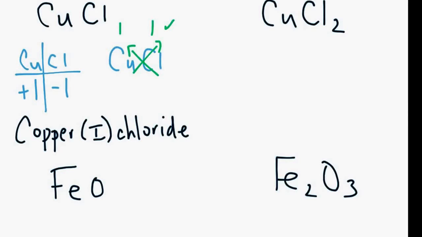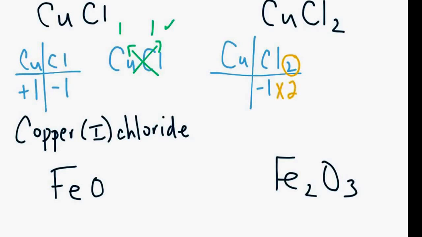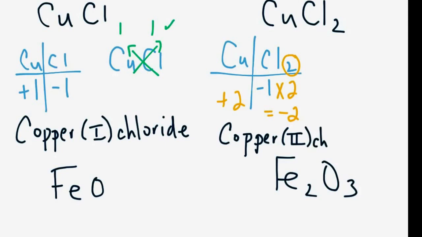Second one, CuCl2. Zero sum rule. Chlorine is -1. There are 2 atoms, so we multiply that by 2. So the total negative is -2. So the total positive has to be +2, and there happens to be only one of them. So it is copper(2) chloride.